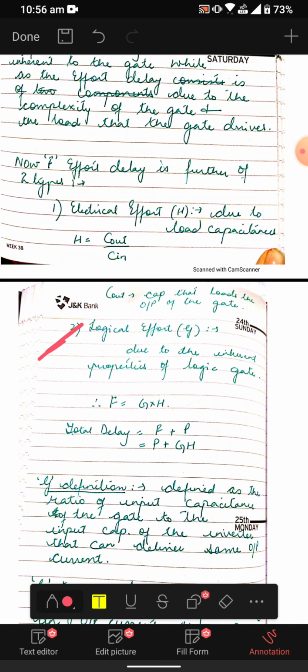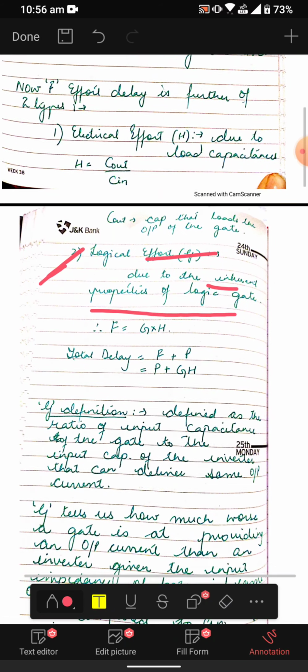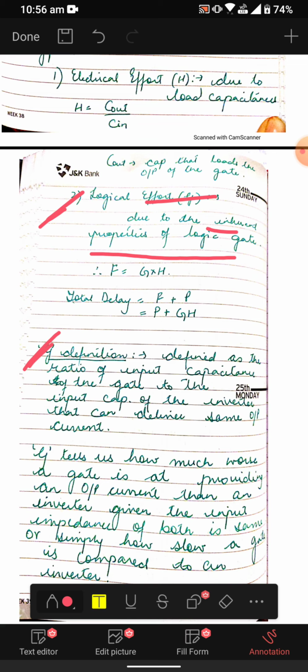This is a little bit complex to understand. What is logical effort G? Logical effort is due to the properties of the logic gate. And this G is defined as the ratio of the input capacitance the gate provides to the input capacitance of the inverter that can deliver the same amount of current. We have to compare this gate with a standard inverter. So the ratio of the input capacitance of this gate and the input capacitance of the standard inverter is your logical effort G.